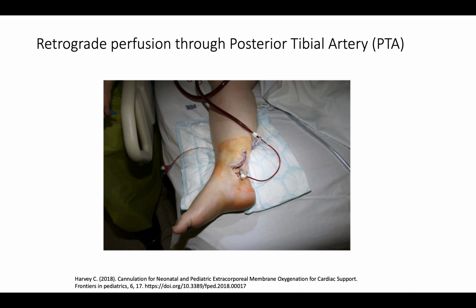In rare cases, if a distal perfusion cannula could not be inserted for whatever reason, distal arteries such as the posterior tibial artery can be cannulated for retrograde perfusion of the limb. This may not be an option in small children due to the size of the vessels.